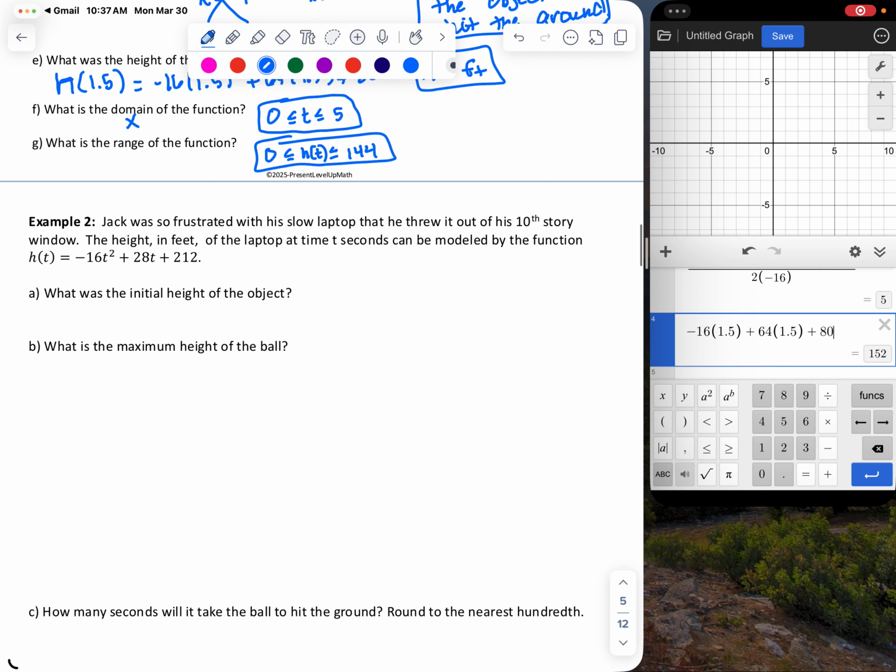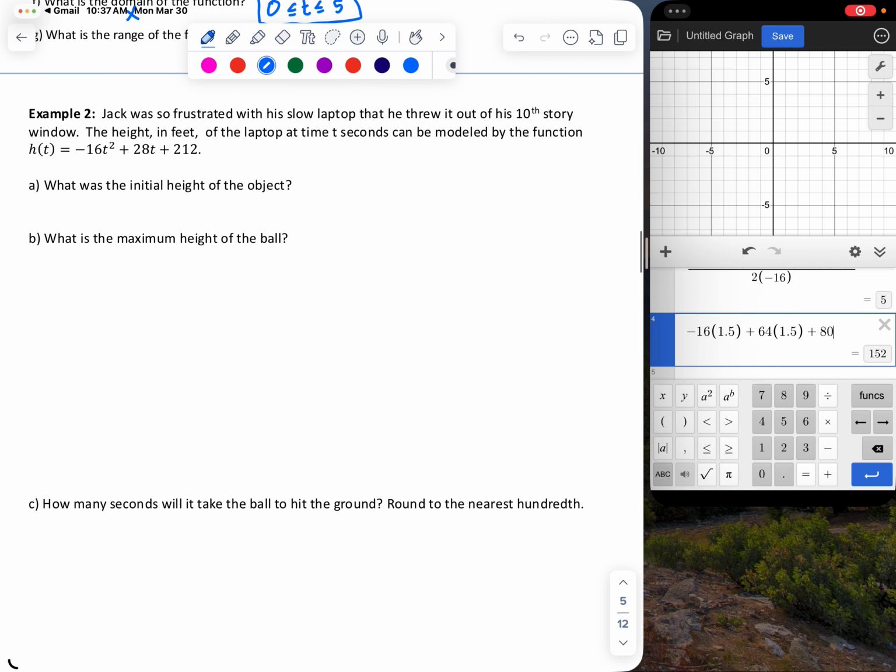All right, example 2. Jack was so frustrated with his slow laptop that he threw it out of his 10th story window. The height in feet of the laptop at time t seconds can be modeled by the function h of t equals negative 16t squared plus 28t plus 212. So here's what's happening in this problem. We're again going to have time on the x-axis and height on the y-axis. He's up here in the 10th story building, so way up tall. He throws his laptop out, and then it goes down, down, down till it hits the ground.